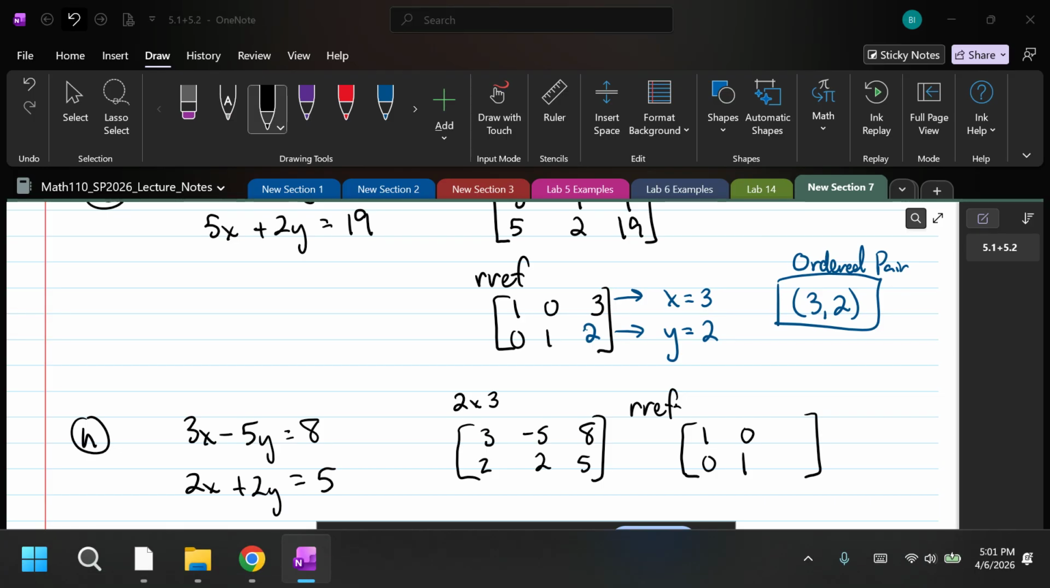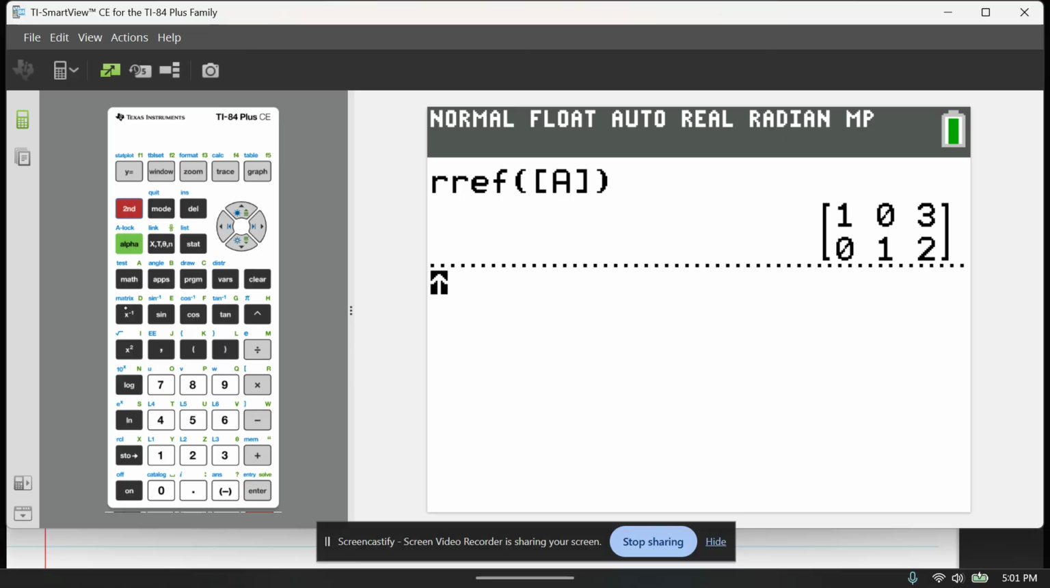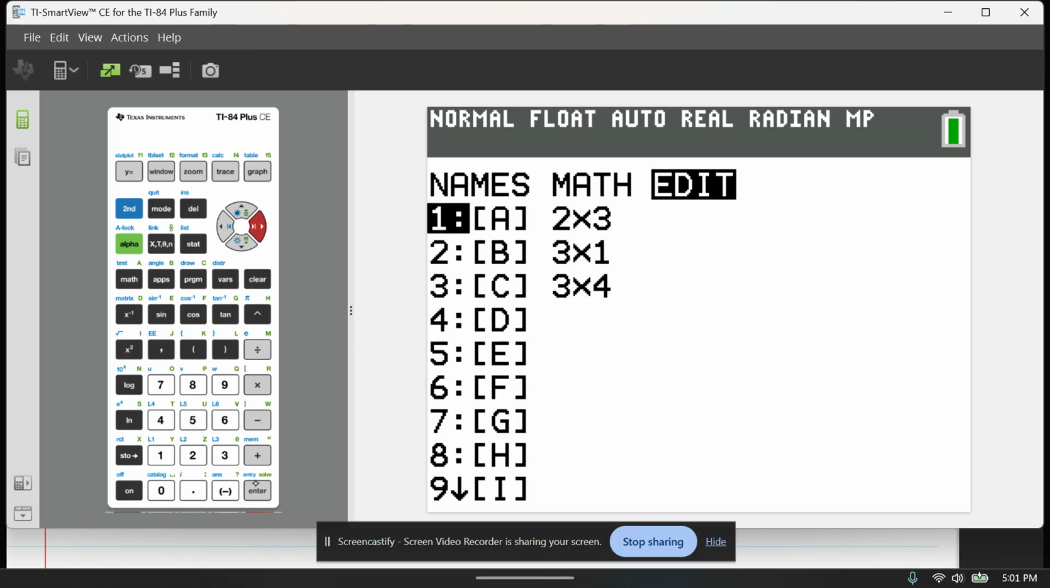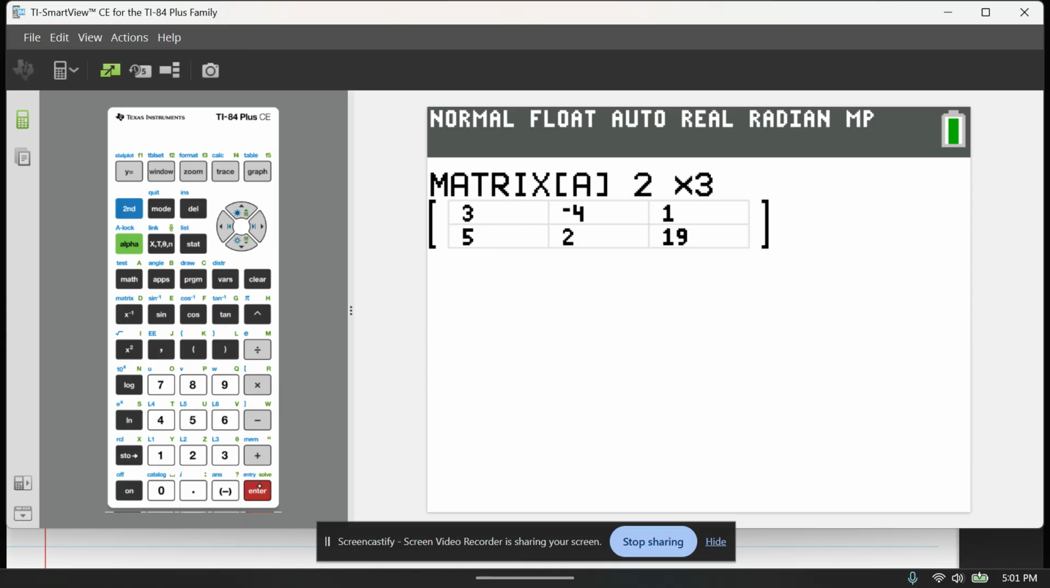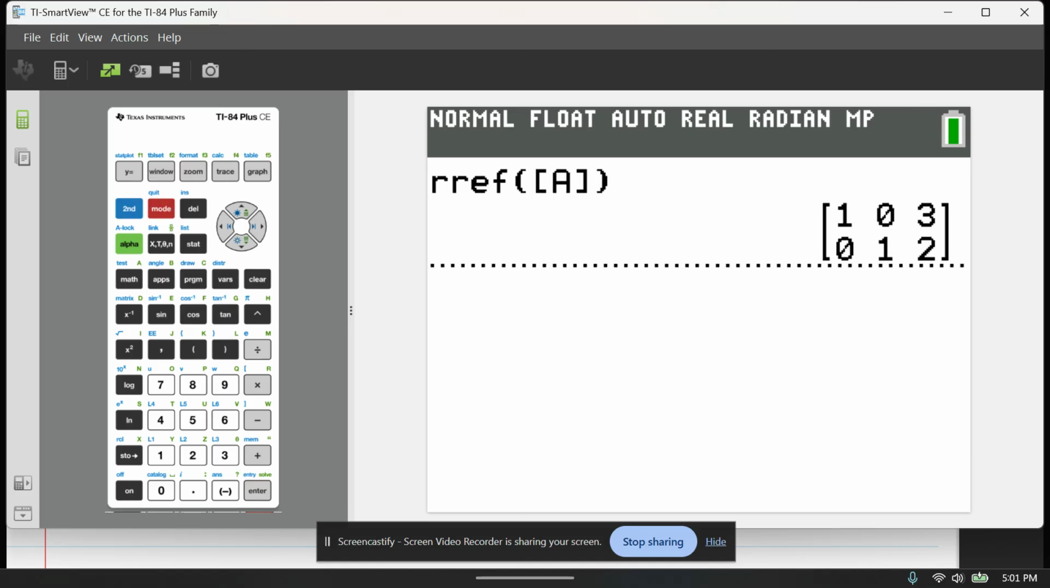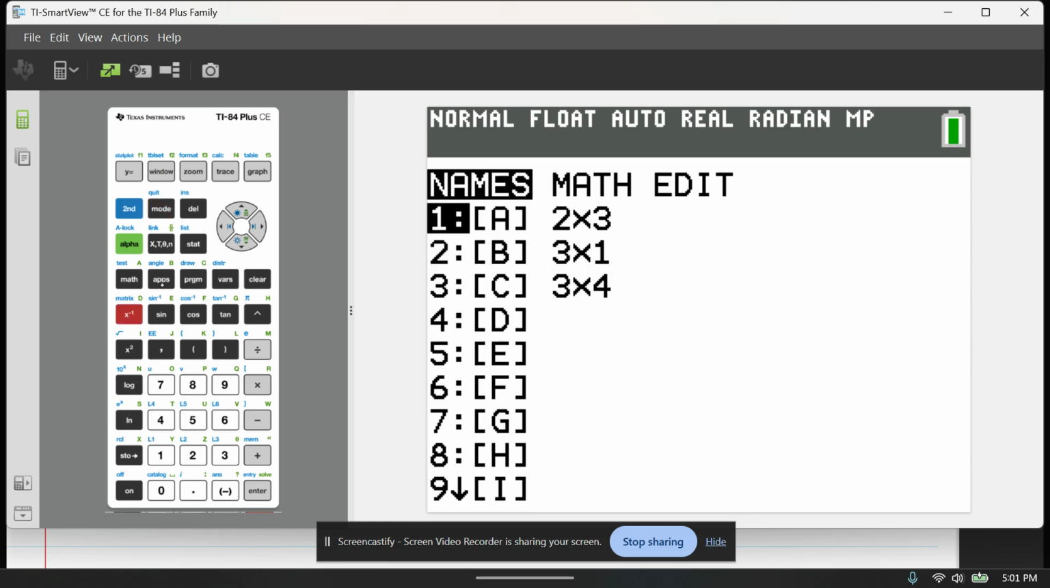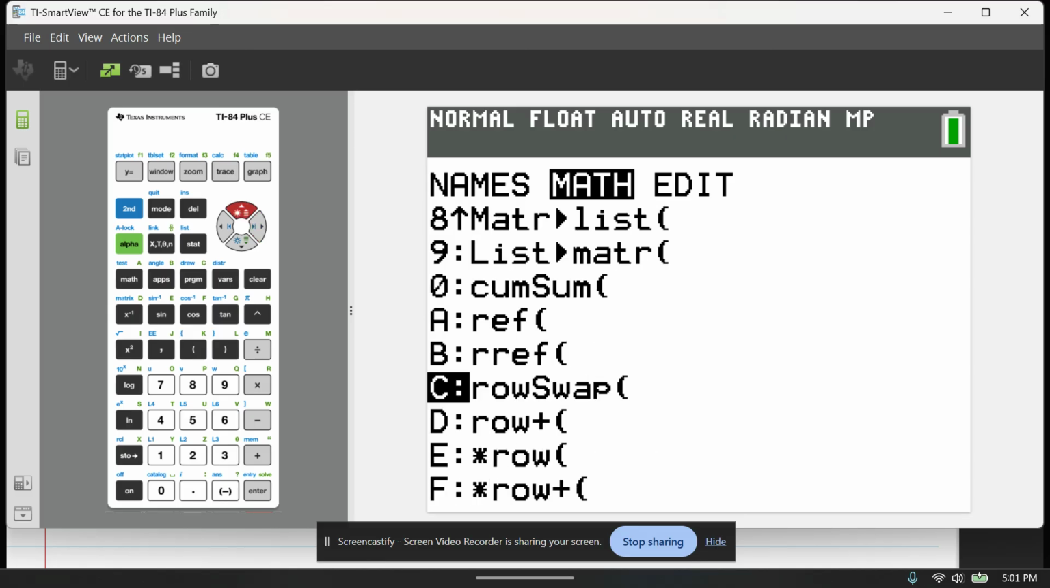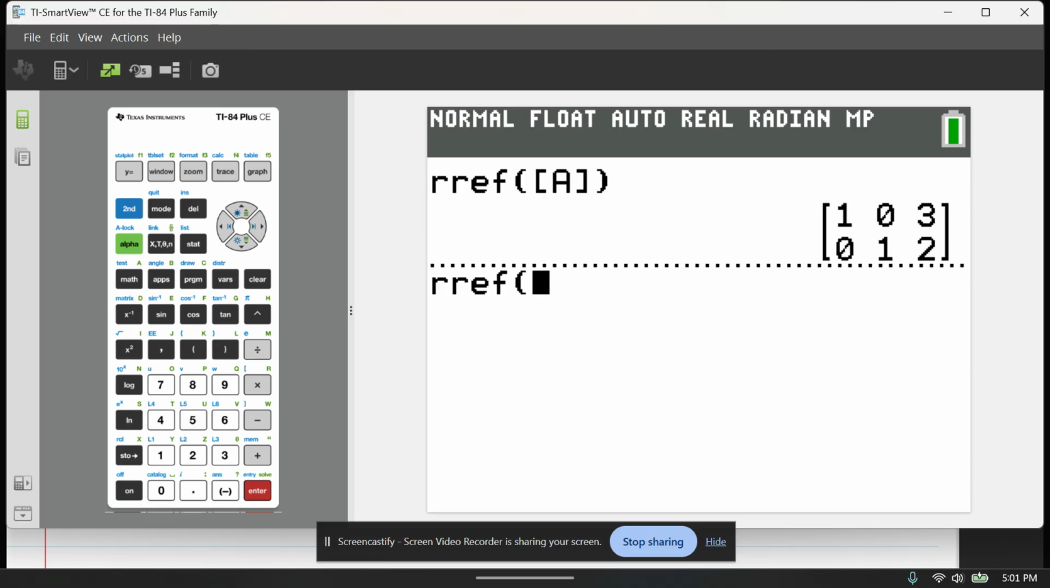So I'm going to go to my calculator. Second matrix. Go over to edit. 2 by 3. I have a 3, a negative 5, and an 8. 2, 2, 5. Second, quit. And then I'm going to tell it to do the reduced row echelon form of that matrix. So second matrix, over to math, find RREF. Second matrix A is where I put mine.